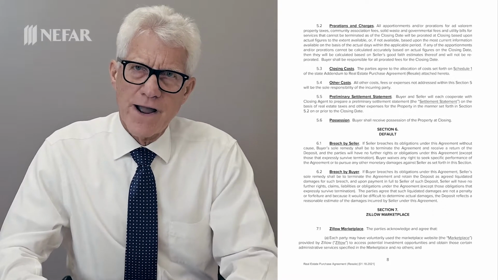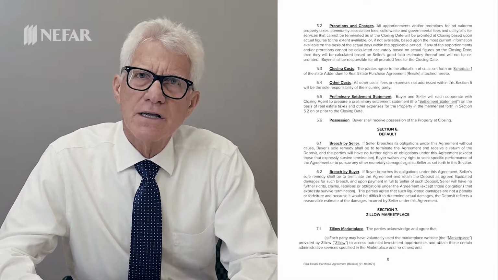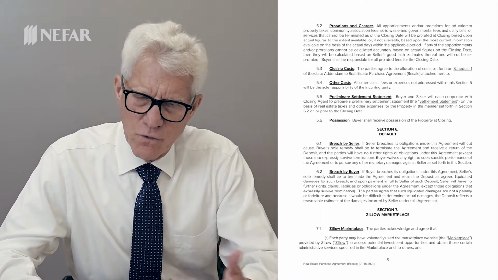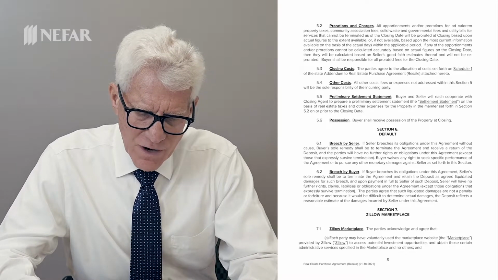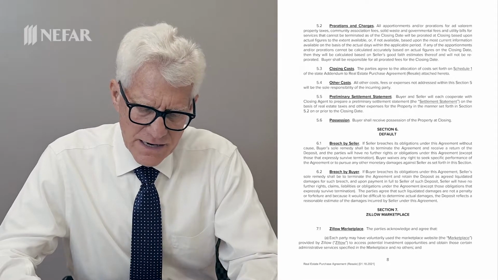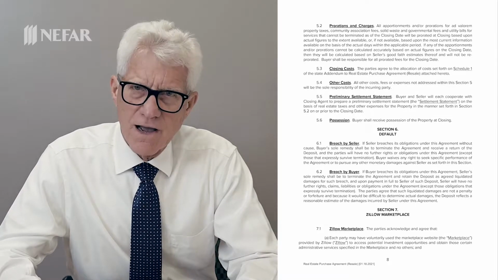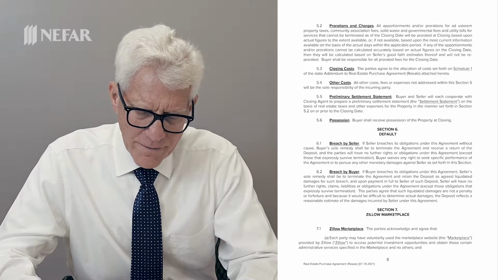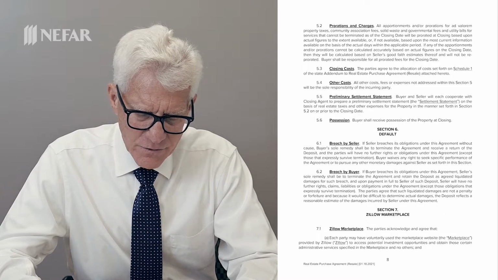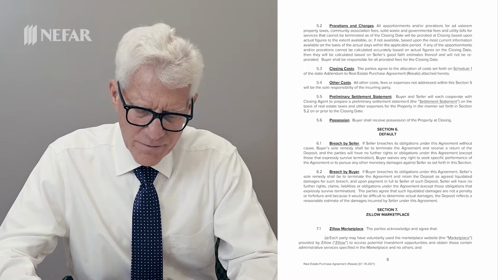The default paragraph is similar in that it says if the buyer defaults, the deposit would be forfeited to Zillow as the seller's liquidated damages. That's it. But what is a little bit different is if there's a breach by seller. It says if seller breaches its obligations under this agreement without cause, buyer's sole remedy is to terminate the agreement and get a return of their deposit, and buyer waives the right to seek specific performance or damages.